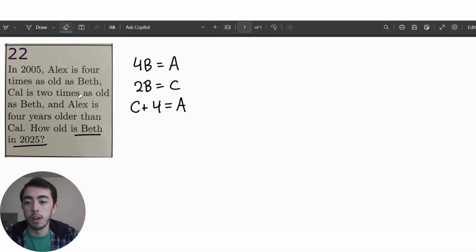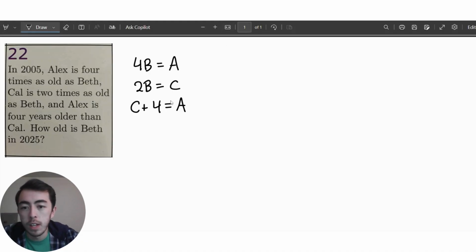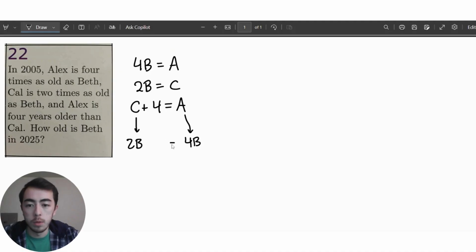Ultimately, my goal is to figure out Beth's age, so I should know B, but maybe it'll be easier to solve for the other 2 first. I'm not quite sure yet. Actually, you know what? Maybe it'll be easiest to solve for B. I see that I can use some substitution. If I replace this C with a 2B and this A with a 4B, then I have an equation purely with B in it, and I can solve for that variable. So I'll use some substitution. This is a 2B based on this equation here, and this is a 4B based on the first equation. And I'll make sure that this plus 4 and this equal sign stay.